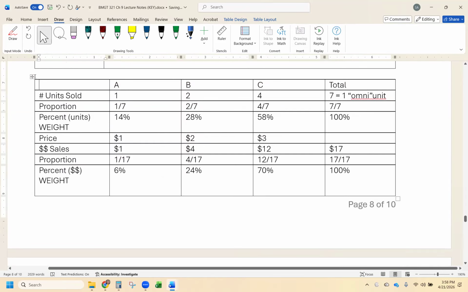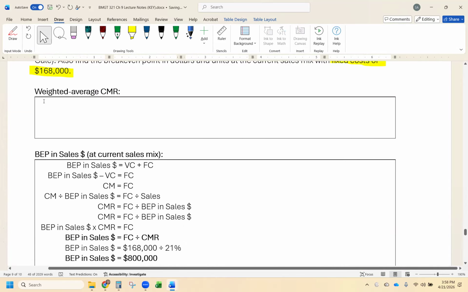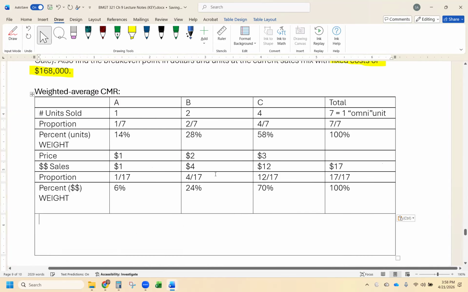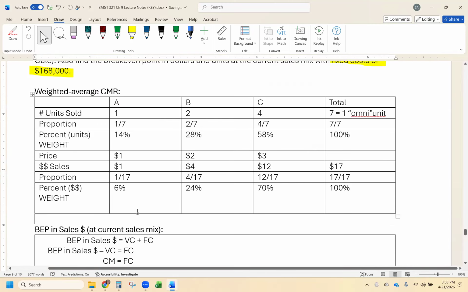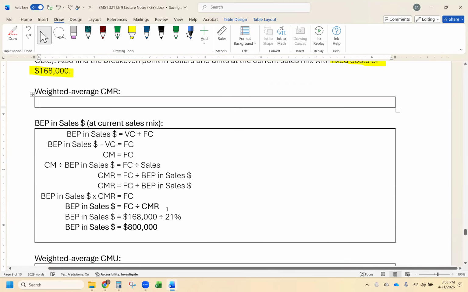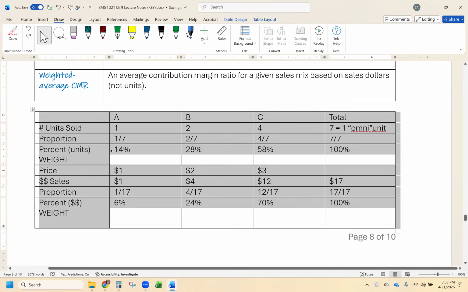Where's my thing here? I guess I didn't have to do all that. I'll just pull this one down here. So weighted average CMR.